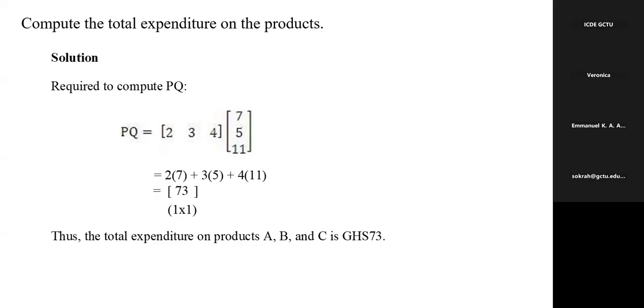And so the total expenditure, what does the 73 mean? What does that figure mean? It means the total expenditure on products A, B, and C is 73 Ghana cedis. That's all. You must be able to conclude if you have such a question.